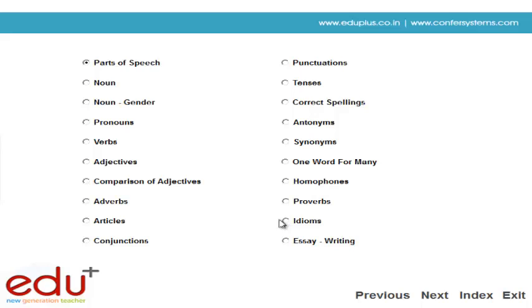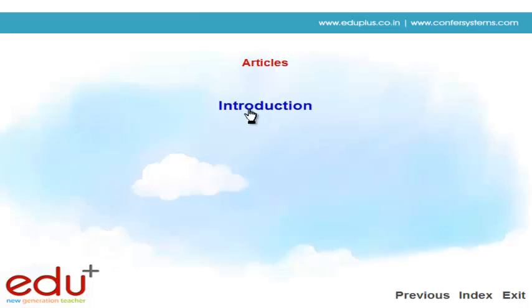For example, we see the topic articles. In this topic, introduction is given. In the introduction, we are giving you whole information about articles.